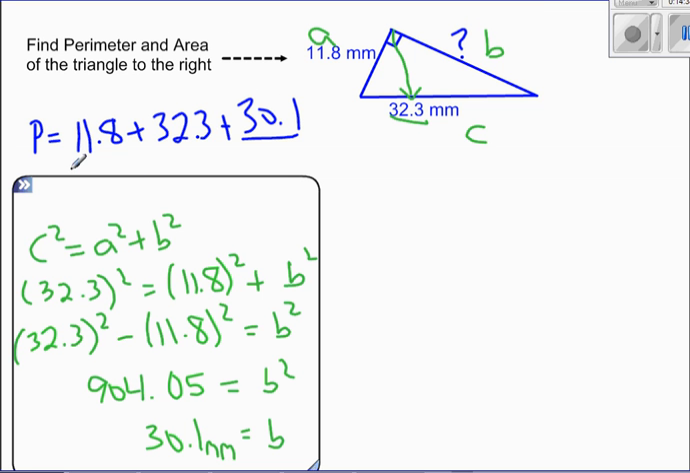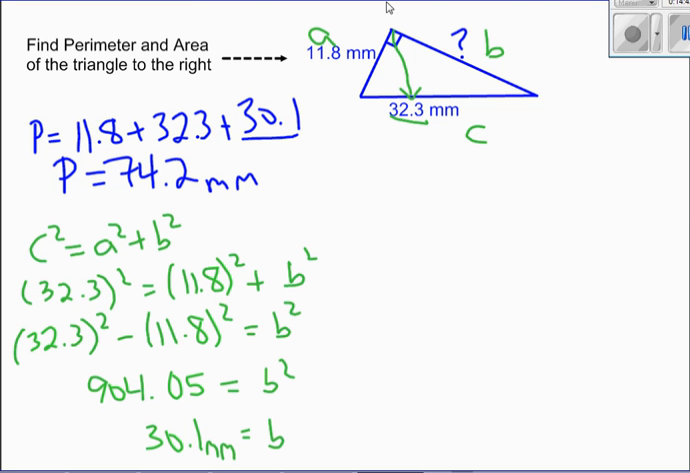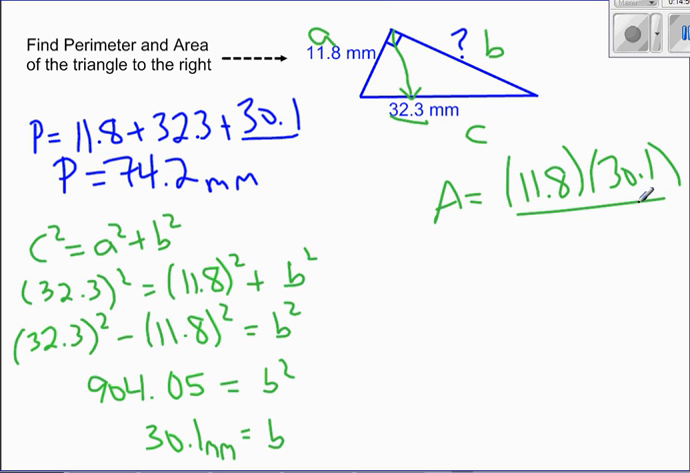And so altogether I can tell you that the perimeter is 74.2. To find the area, I can now just say that base times height is 11.8 times 30.1 divided by 2. And so that gives me an area of 117.6 millimeters squared.